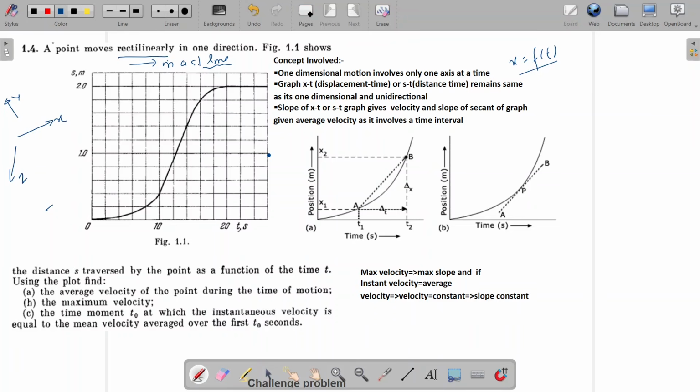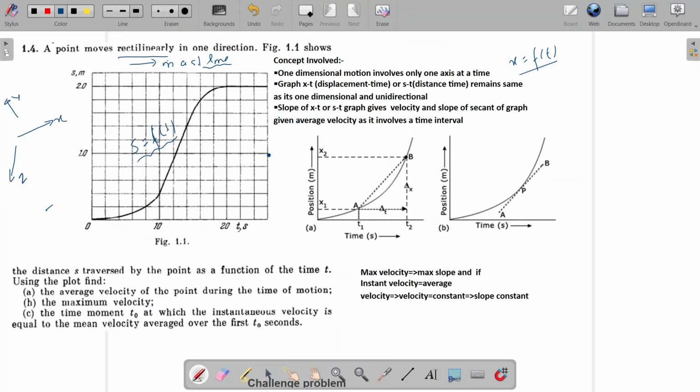Going back to the problem: a point moves rectilinearly in one direction. The distance traveled by the point as a function of time is shown using the plot. So this is the plot of s versus t. Whenever I say motion in one dimension, the magnitude of instantaneous velocity and speed at any particular time would be the same, because it is just going in one direction.